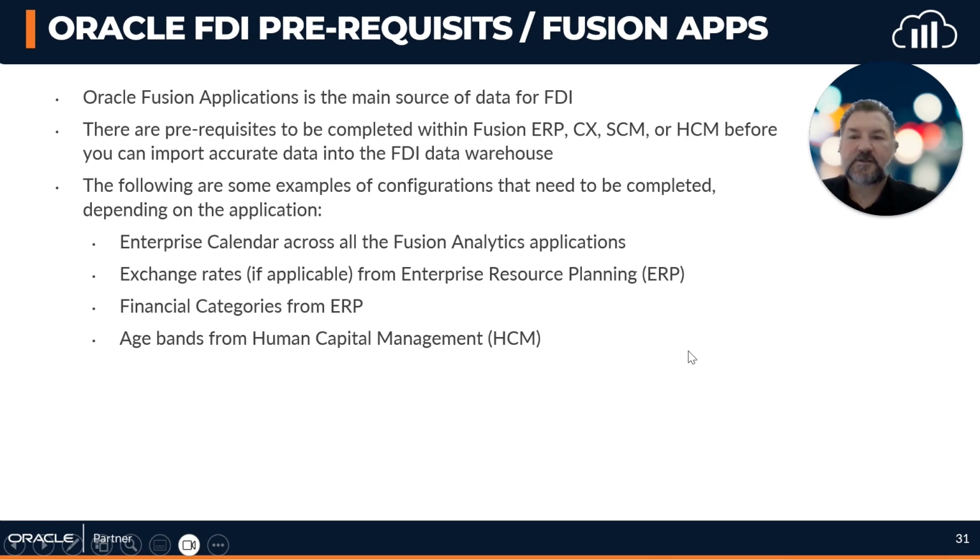FDI prerequisites in Fusion apps. Oracle Fusion Applications is the main source of data for FDI. There are prerequisites to complete within Fusion, ERP, CX, or any of the pillars before you can import accurate data in FDI in the data warehouse. The following are some examples of the configurations that need to be completed depending on the application. So you have to go into the enterprise calendar across all the Fusion applications. Exchange rates have to be configured for ERP, financial categories from ERP, and then age bands from Oracle HCM. So all these things are prerequisites before you can bring the data over from the application into FDI, even though that data pipeline is pre-built.